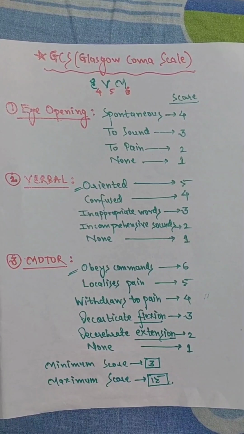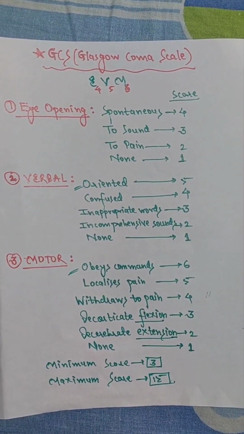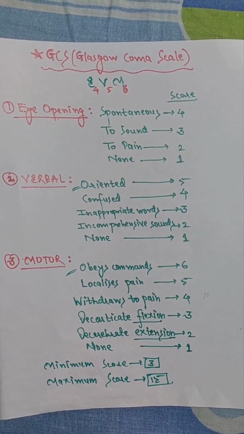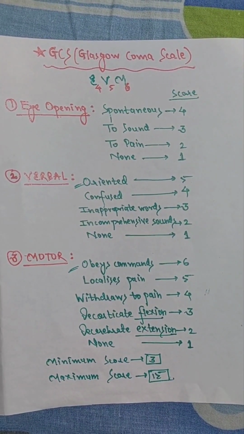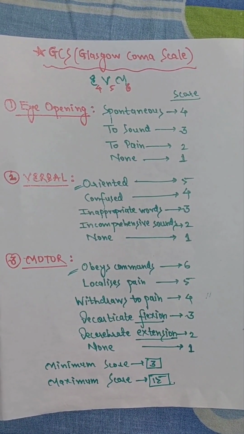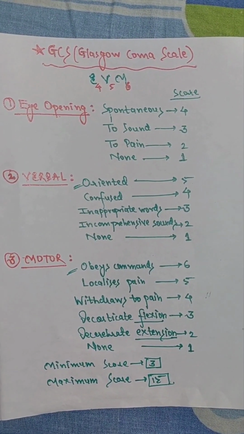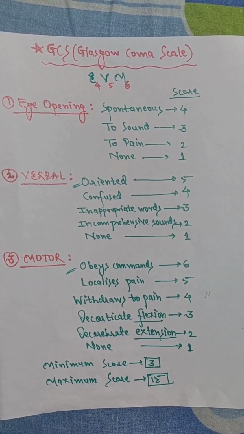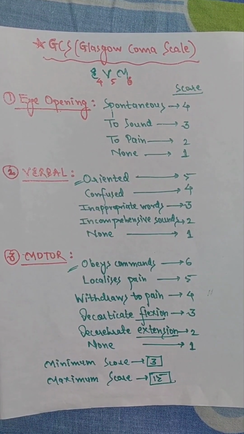Then the second component is the verbal component. If the patient is oriented, then the score will be 5. If the patient is confused, then the score will be 4. If the patient is using inappropriate words, then the score will be 3. If incomprehensible sounds, then the score will be 2. And if no verbal component is there, then the score will be 1.